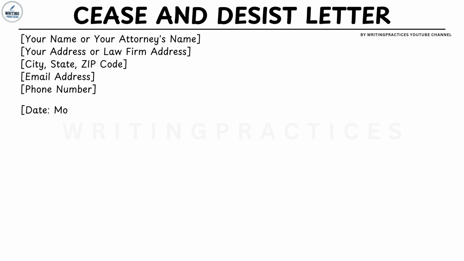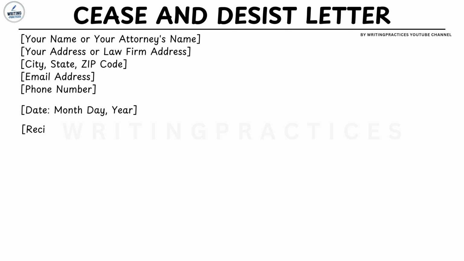2. Date. Next is the date. This one's simple but important. Right below your contact information, include the full date, like this. November 26, 2024. Why does this matter? Adding the date creates a clear record of when the letter was sent. It's especially helpful if you end up needing to take legal action later. It shows exactly when you notified the other party.